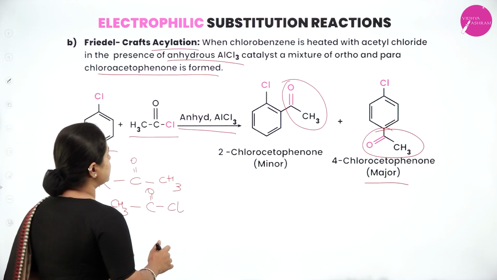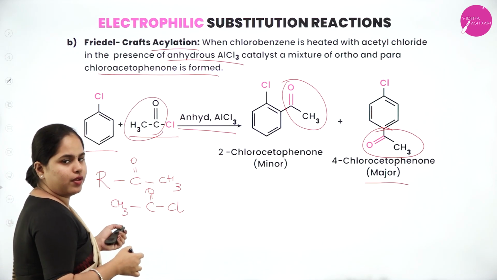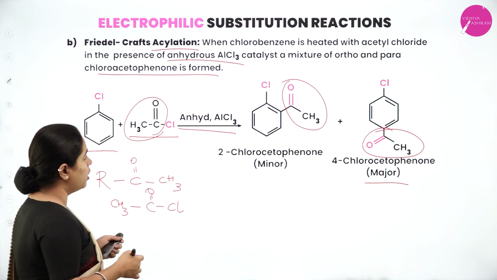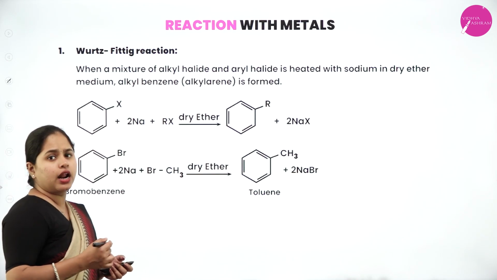That's it. So here, acylation means you need something which has a COCH3 group, right? So we are going to add an acetyl chloride here. It can be any acetyl halide. So this is Friedel-Crafts acylation.